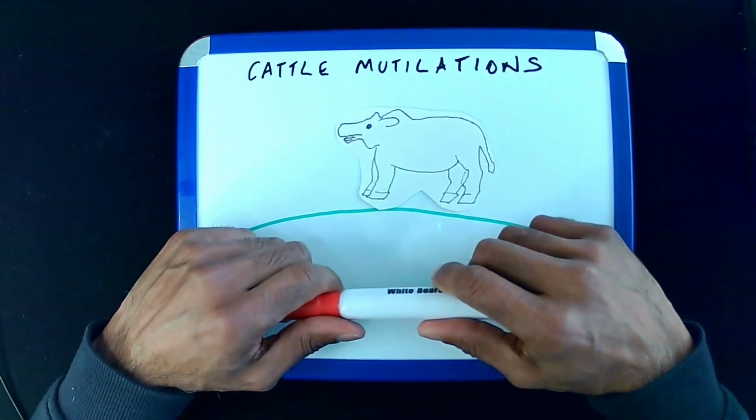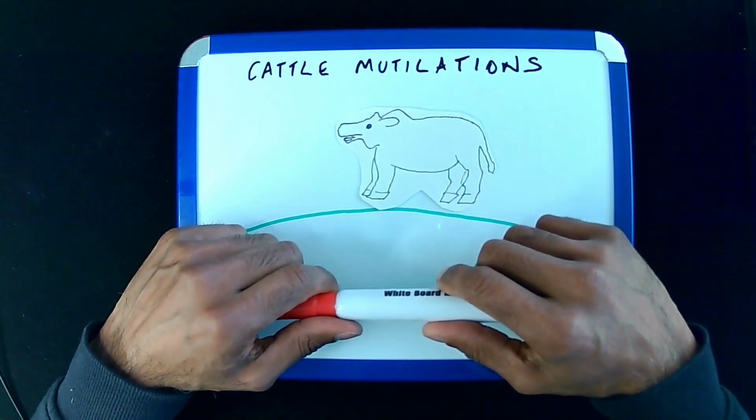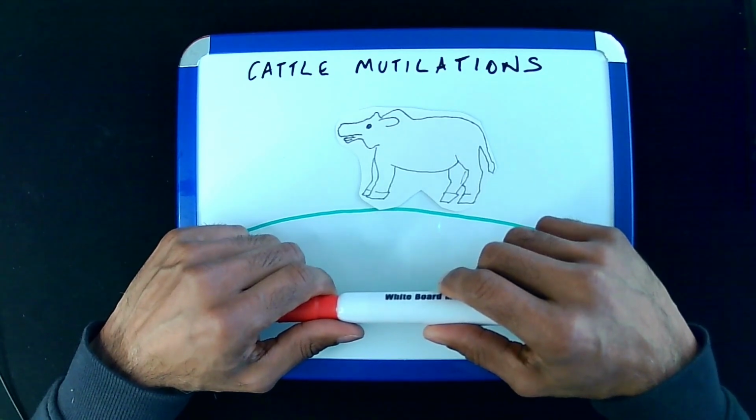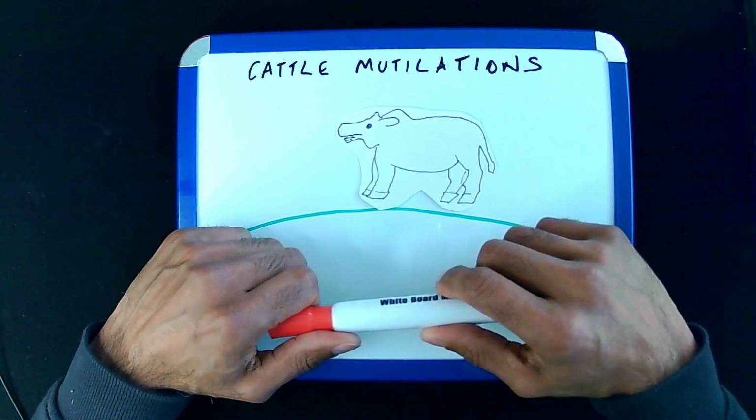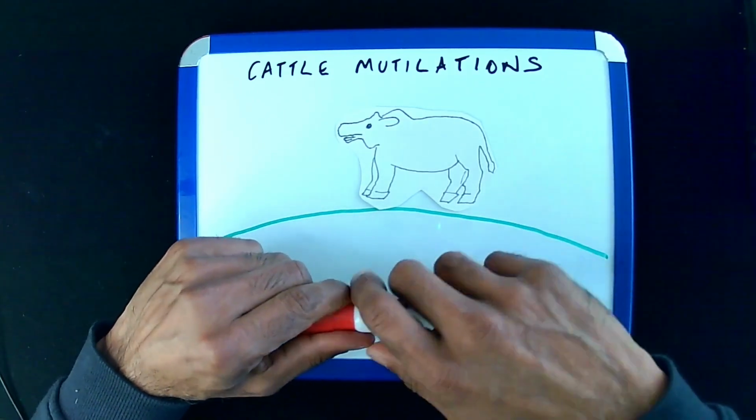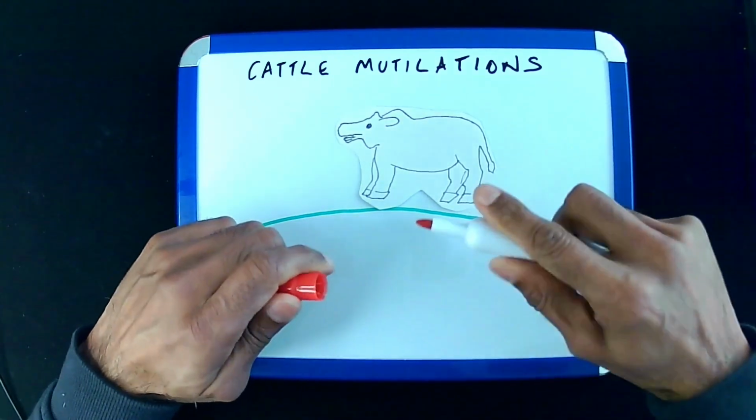Here is a simple explanation for the cattle mutilations that have been recorded around the world, quite often in the United States, in bleak farmland and isolated places. And I've got here a two-dimensional cow, okay?